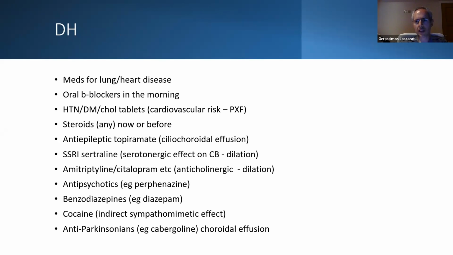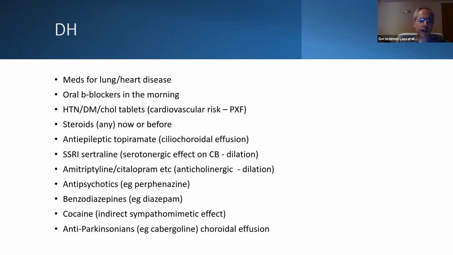If they are on blood pressure, diabetes and cholesterol tablets, that's useful in terms of the cardiovascular background of the patient, which is again relevant to the ocular blood flow, but also things like pseudoexfoliation glaucoma, these patients are known to have more vascular problems. Use of steroids, either at present or recently.